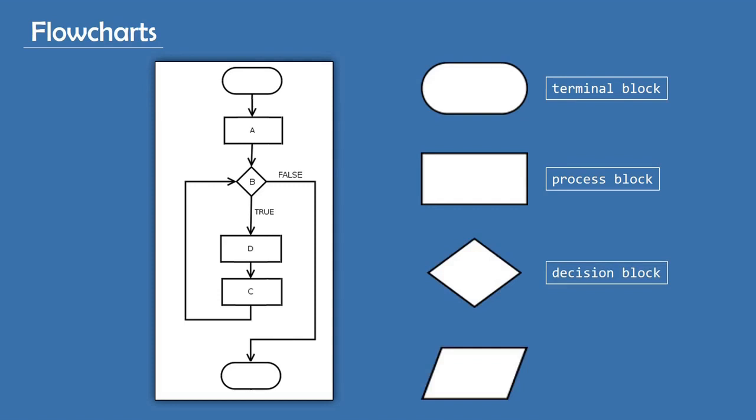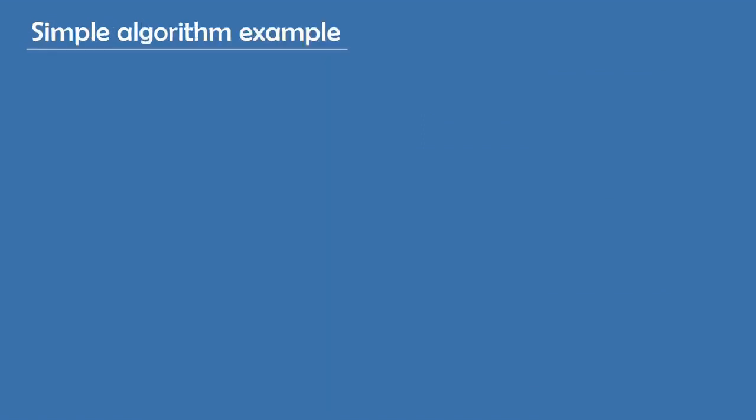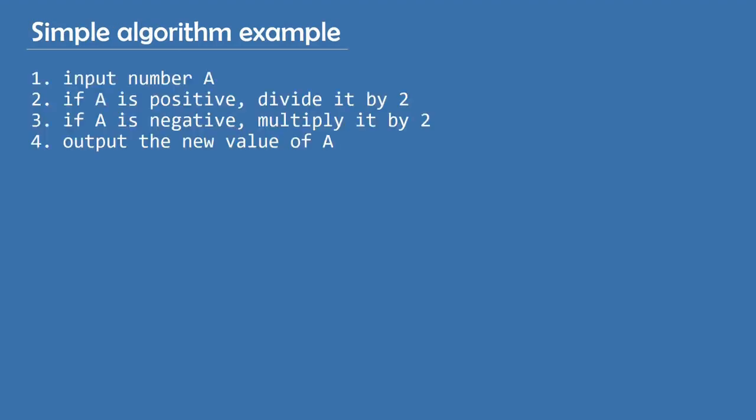So with all that in mind, you can use these blocks to present an idea on how you want to solve a problem. Let's give an example. Say you have a number, let's call it A. If A is positive, you want to divide it by 2, and if it's negative, you want to multiply it by 2. How do you go about making an algorithm to solve this problem?